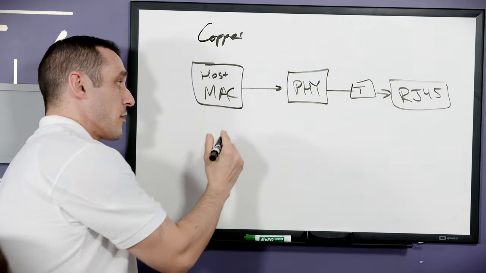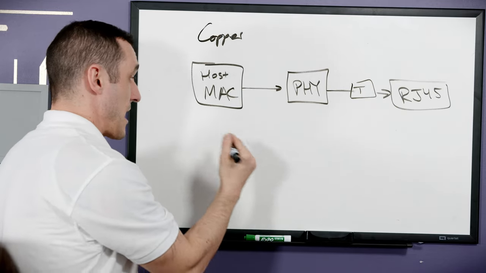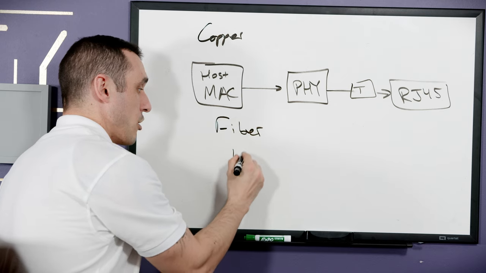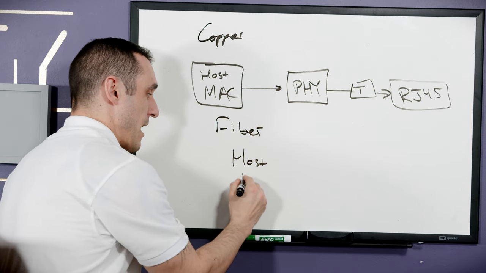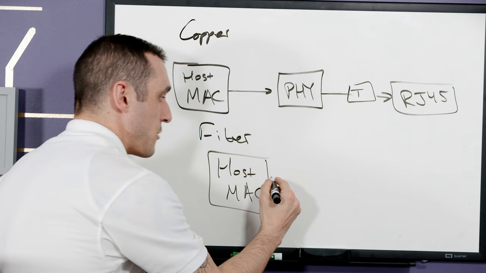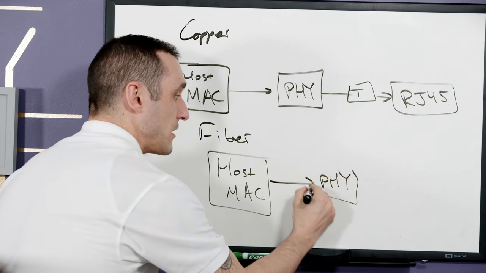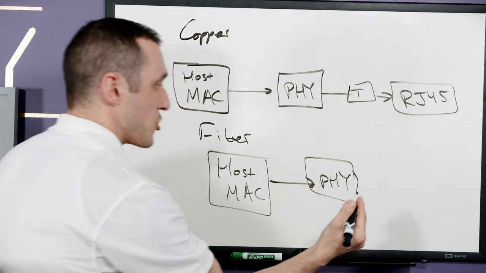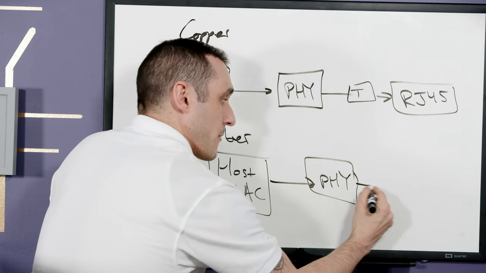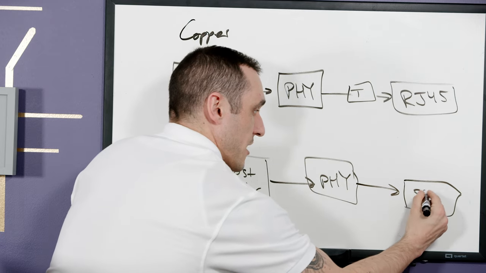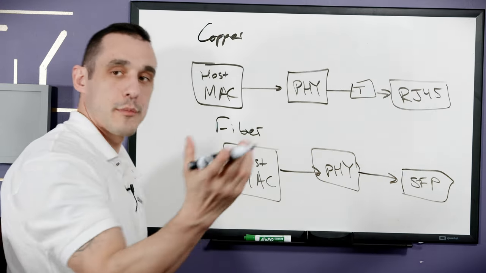Now, with fiber, we essentially have the same thing, right? With fiber, we also have our host, and the host will have the MAC built into it. Then we go to an external PHY, and then once we have this PHY layer, this is where things start to change, because with fiber, the PHY is just routed straight over to our SFP. We don't need any sort of termination here.